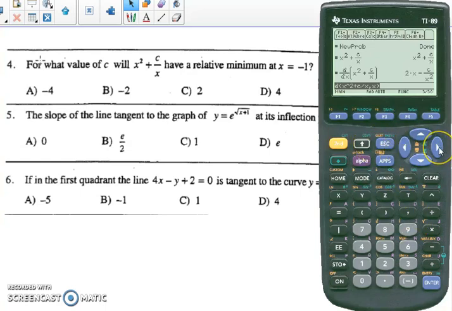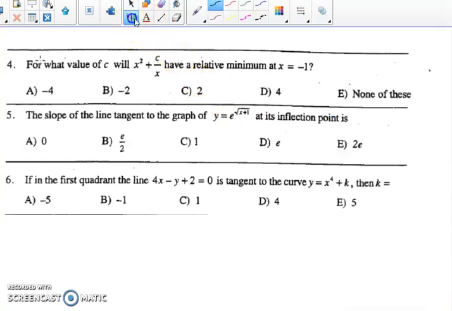Now I need to evaluate the derivative at -1, x equals -1. Because I know when I plug in x equals -1 that my derivative function will be equal to 0 since -1 is a critical value. So I plug in -1 and I have negative c minus 2. So what value of c will cause that expression to be 0? And the answer will be -2. So I can circle B here as my answer.